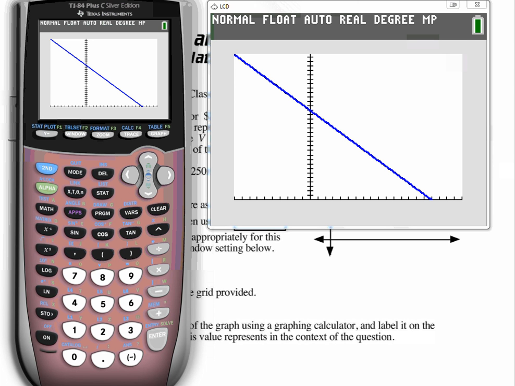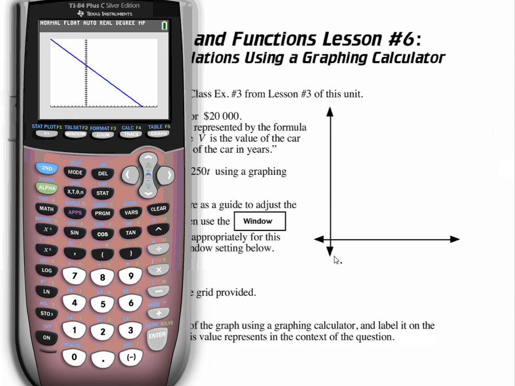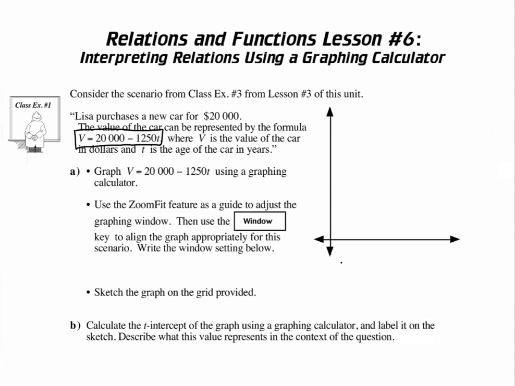Now, it says graph this here. So what are we graphing? What is my independent variable here? If we're graphing, it says the value of the car in dollars and T is the age of the car in years. T, or age in years.